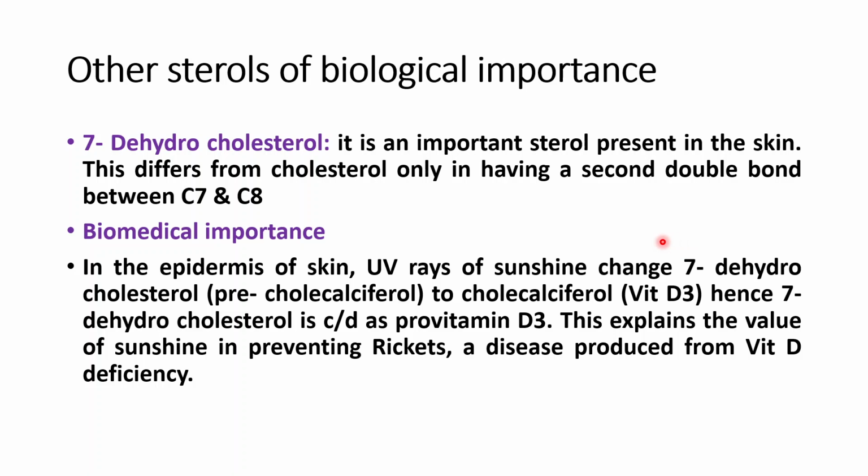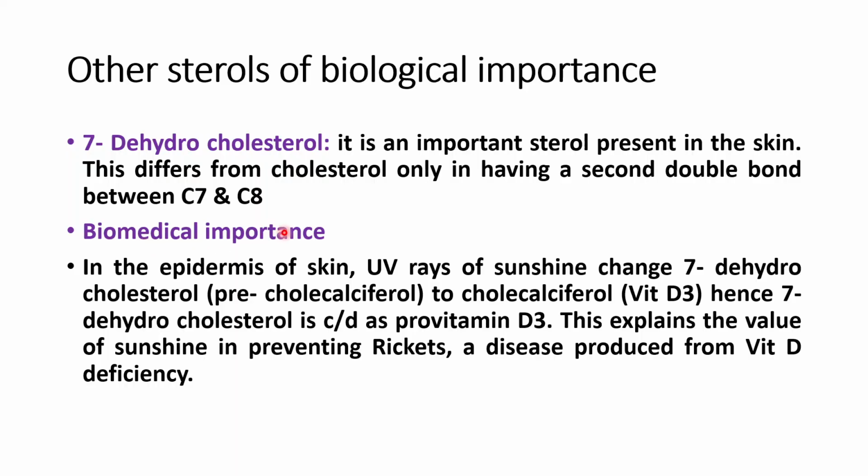Now other sterols of biological importance. 7-dehydrocholesterol is an important sterol present in the skin. This differs from cholesterol only in having a second double bond between 7 and 8. So in cholesterol you saw there is a double bond at the 5th and 6th position, but in the case of 7-dehydrocholesterol there is a second double bond between the 7th and 8th position.